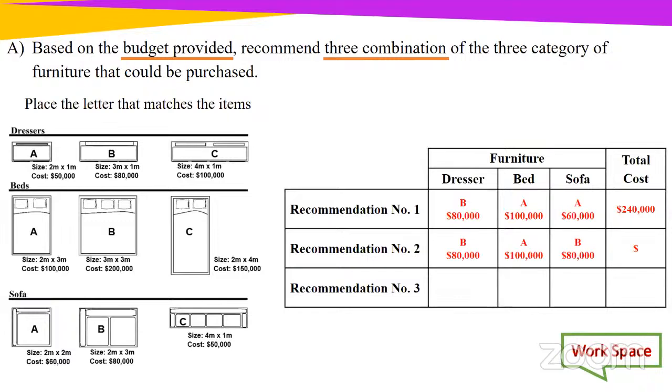$260,000, $200,000, and I'm seeing 260,000 many times. So $260,000 would be the correct response. All right, so we have completed recommendation 1, recommendation 2.